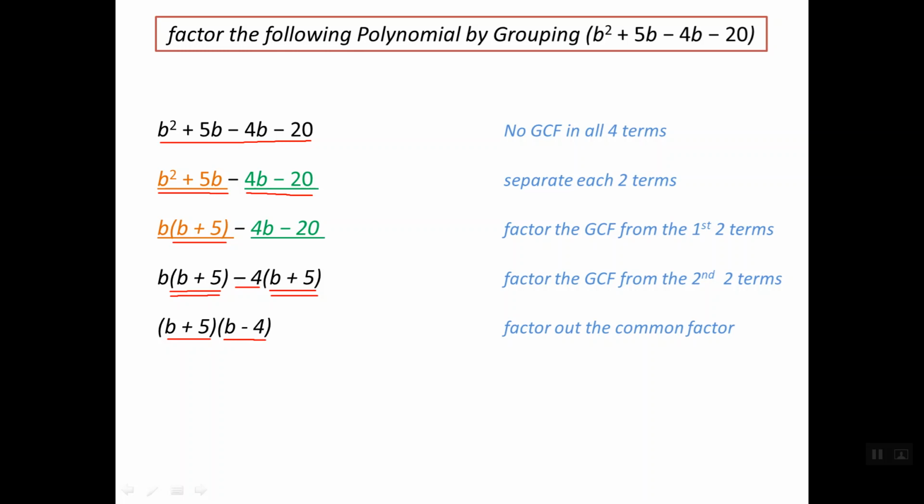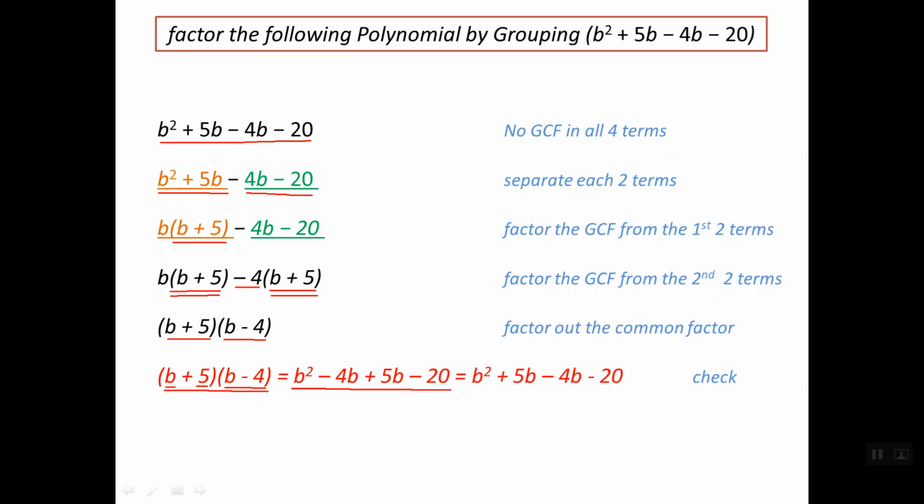If we try to check our solution, simply we can multiply the two factors. So b plus 5 multiplied by b minus 4. Simply we multiply the b by the b minus 4, then multiply the 5 by the b minus 4. So b multiplied by b is b squared. b multiplied by minus 4, we get minus 4b. 5 multiplied by b, we have 5b. And 5 multiplied by minus 4, we have minus 20.